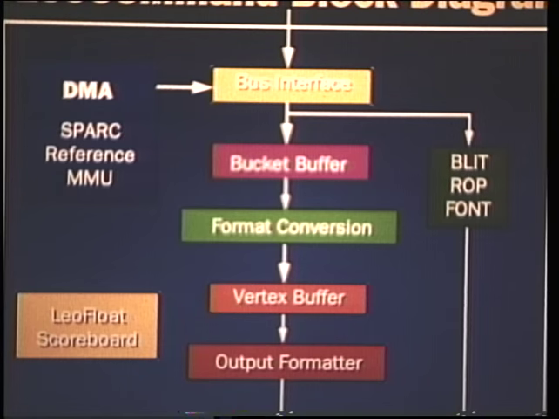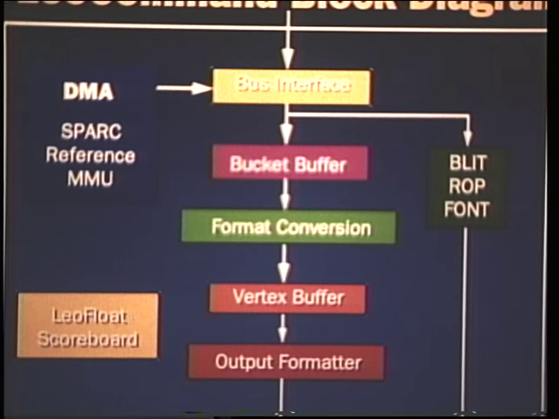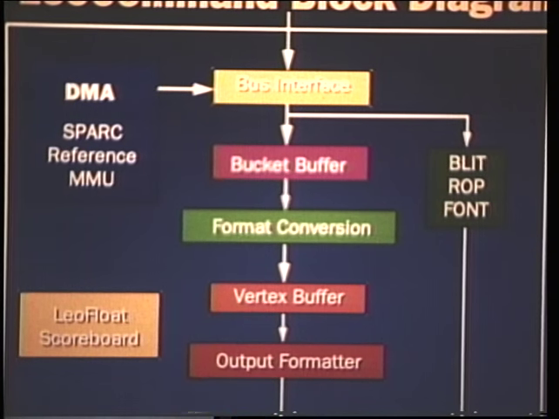Over on the left-hand side, we see a box labeled the scoreboard for the LEO floats. This is the unit that ensures that the primitives exit the LEO float array in the same order that they entered, so that we get the semantics of proper rendering order. And LEO turned out to be so balanced that enabling the scoreboard, which in some machines reduces their throughput by a factor of 2, made only a 3% difference in our throughput.